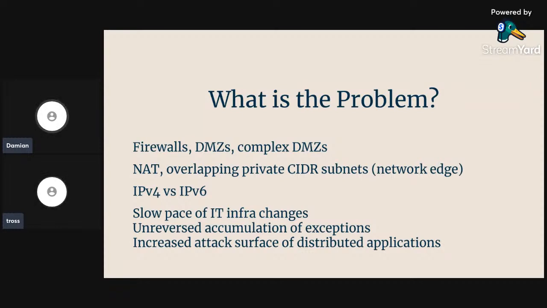You've got this thing which is unreversed cumulative exceptions, so you get exceptions to make firewall holes, and you do a project, and then those holes never get closed back up again. So you get an accumulation of security exposure. And then also when you go to distributed systems in the cloud, you're increasing your exposure. So when I'm talking about firewalls, DMZ, NAT, CIDR, IPv6, I'm not saying that any of these things are bad. In fact, they're all quite necessary. I'm not saying they should be subverted because they all have important roles, but I'm saying that they cause difficulties when it comes to moving over to the cloud.